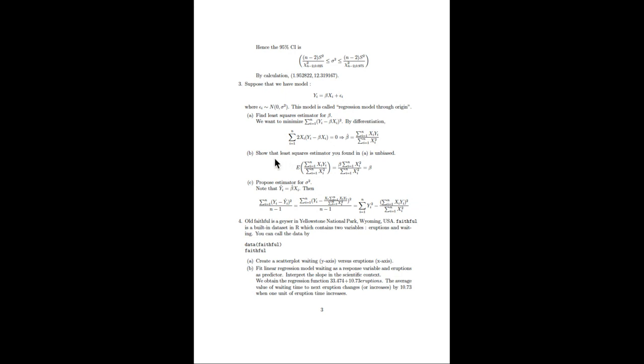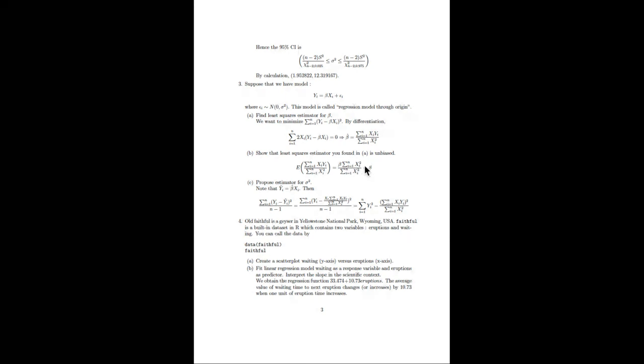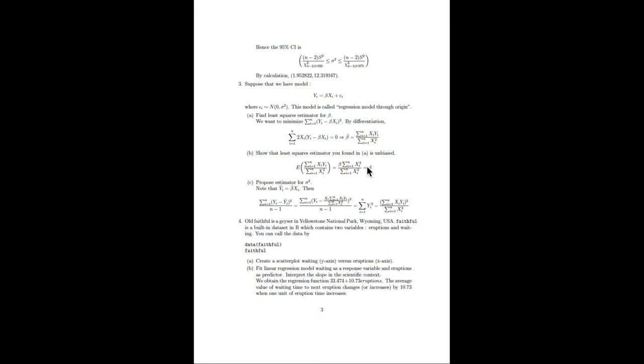And you can show that the least squares estimator we found in A is unbiased. So we have to take an expectation here. The expectation of y_i is equal to beta times x_i. So then you can pull beta outside of the summation, and you get the sum from i equals 1 to n of x_i squared divided by the sum of x_i squared, which is equal to beta. So you can prove the unbiasedness by a simple calculation in this case.